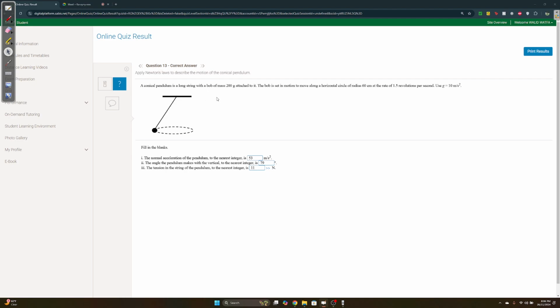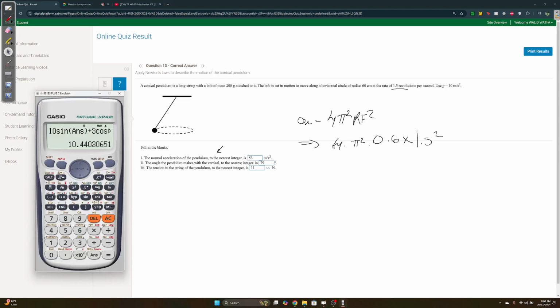Okay, question 13. A conical pendulum is a long string with a bob. This never comes, though, so we're just going to do it. Okay, the normal acceleration an is going to be equal to, let me pull up the formula. So yeah, there's a formula for normal acceleration. It's 4 pi squared r f squared. So basically 4 times pi squared times the radius 0.6 times the frequency 1.5 squared. Okay, it has to be in meters, that's why I put it like this. 4 times pi squared times 0.6 times 1.5 squared. I should get 53. Yeah, 53.